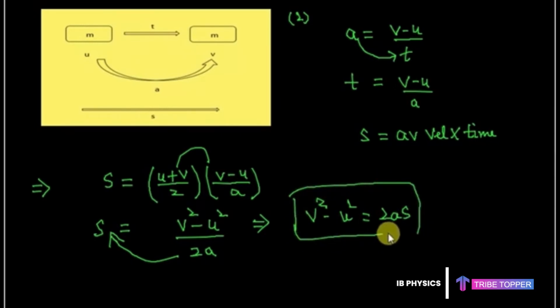So we are done with this equation of motion. I think that is also quite simple. Just using the formula for s, average velocity into time, and since we don't have t, we eliminate t in terms of v minus u by a, and you just get the answer. V square minus u square is equal to 2as.